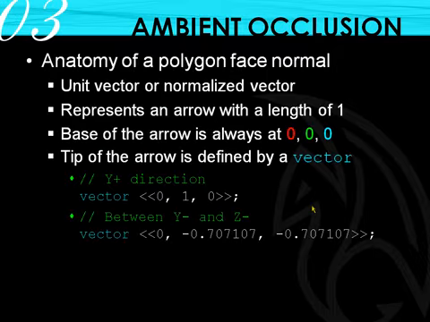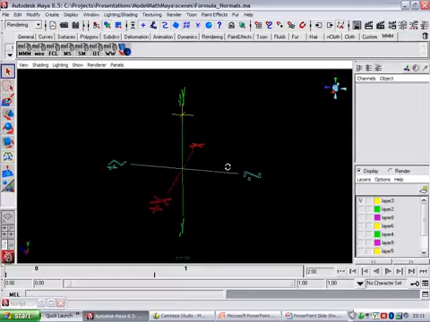Or we could have, for example, one that's between y negative and z negative. Now, the reason why it's 0.707 for both the y and the z is because, as I said before, a normal by definition always has to have a length of 1. So if you were to measure the length of this arrow that goes to 0.707 and 0.707, it would essentially have a length of 1. And I'll show you that near the end here.